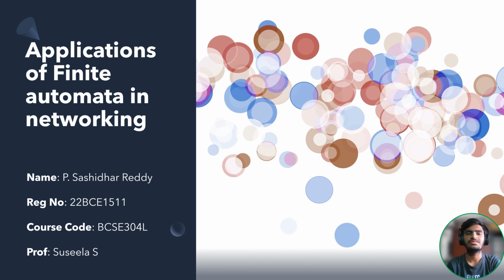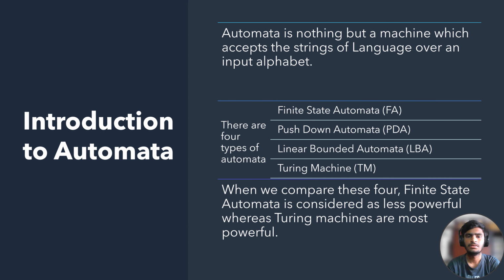Today I am going to discuss applications of finite automata in networking. Introduction to automata. An automaton is a machine which accepts the strings of a language over an input alphabet. There are four types of automata: finite state automata, push-down automata, linear bounded automata, and Turing machine. When we compare these four, finite state automata is considered the least powerful, whereas Turing machines are the most powerful.